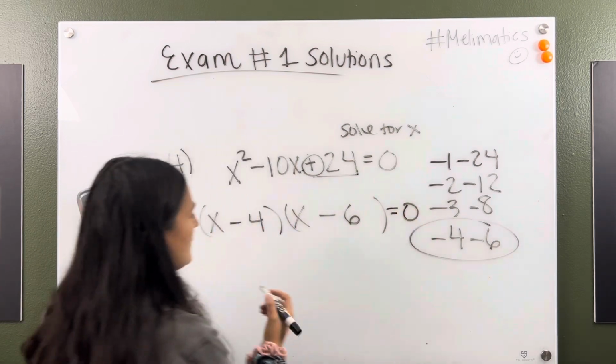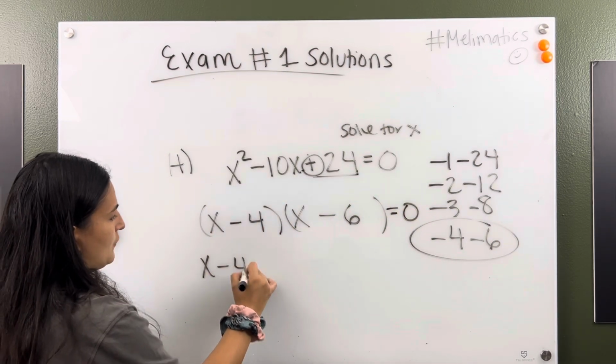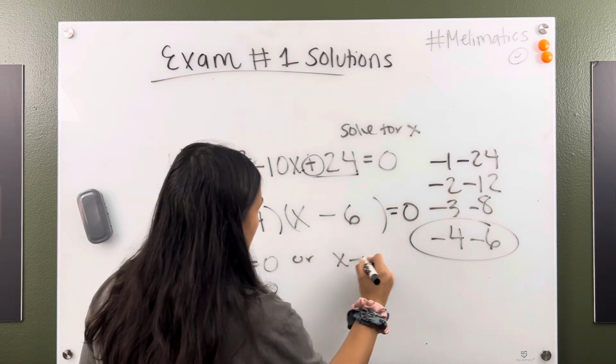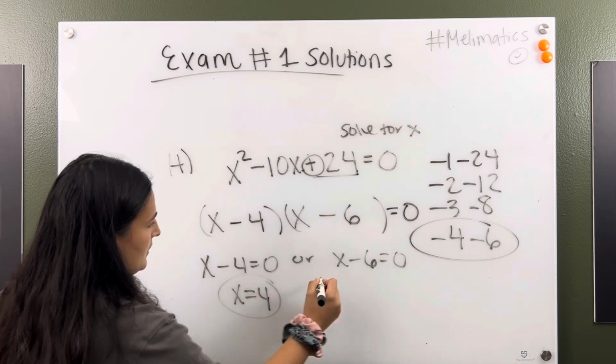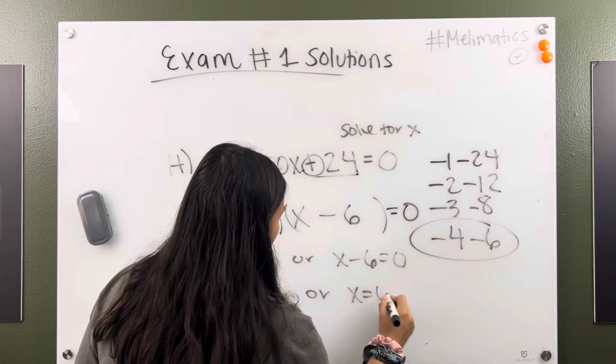Okay, when I set this equal to 0 and solve, you just get that x minus 4 equals 0 or x minus 6 equals 0. Of course, do opposite operations and get your x.